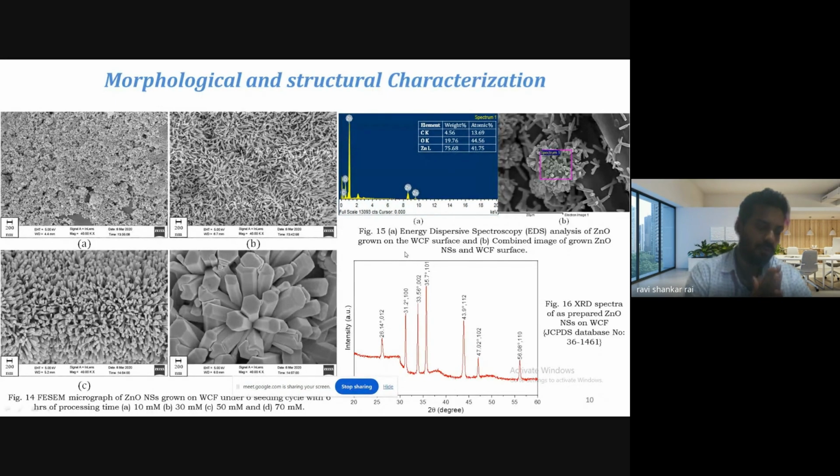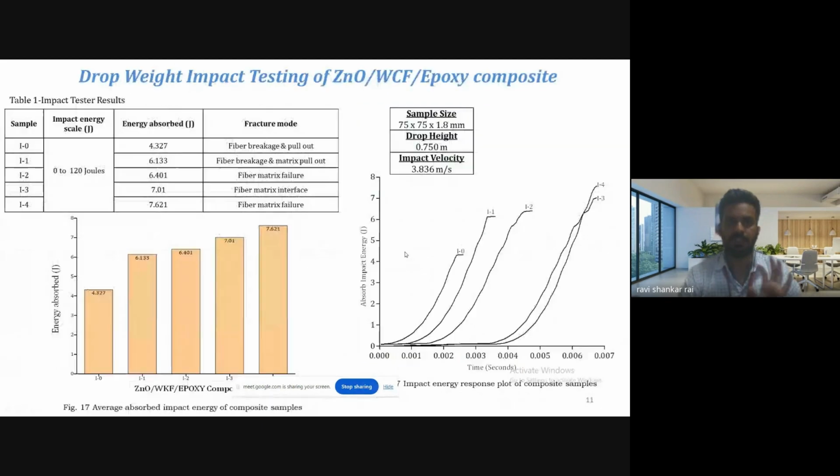Along with that, we also did XRD spectroscopy, and it was seen that the XRD peaks are very crystalline and very effective, which is justified with the JCPDS database number 36-1451. Overall, the entire characterization was used to verify the presence of zinc oxide on the samples. After that, we took five different layers of the prepared samples: one layer, second layer, third layer, fourth layer, and fifth layer.